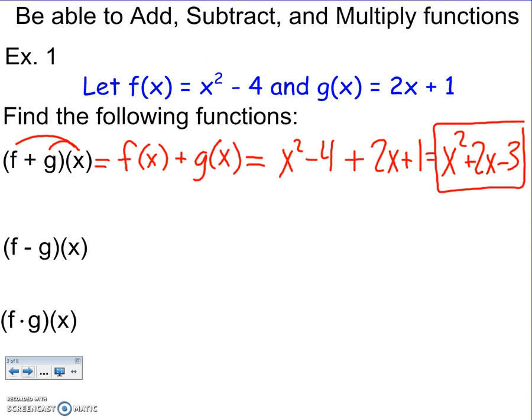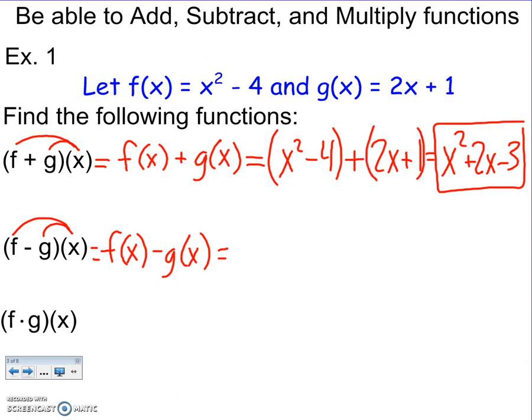Alright, same idea for subtraction. This will go to both of them. This is f of x minus g of x. So let's plug them in. I should actually put this in parentheses, to make it easier. The first one is x squared minus 4. I'm going to subtract the other one, 2x plus 1. The reason I put the parentheses this time is because we have subtraction.